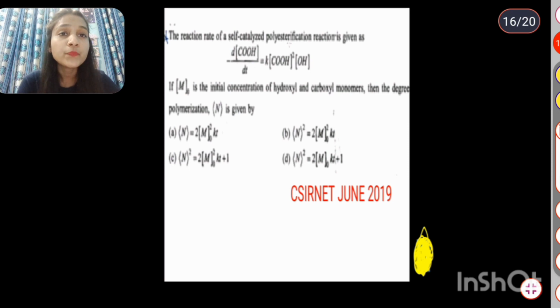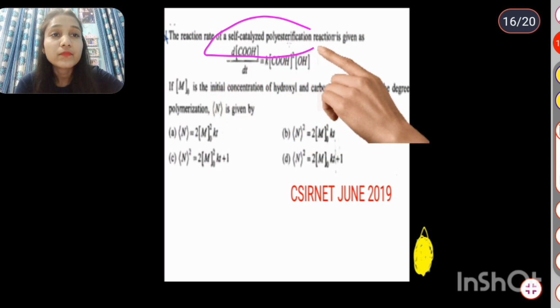Now next question: the reaction rate of a self-catalyzed reaction is given, where M naught is the initial concentration of hydroxyl and carboxylic monomer, then the degree of polymerization N is given. So here again the degree of polymerization is being discussed, and an important thing we have is the self catalyzed reaction.